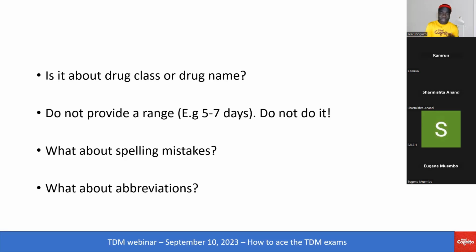And what about spelling mistakes? If I can tell what you are trying to communicate, even though you spelt the name of the drug wrong, you will still be given your mark. And then someone may ask, what about abbreviations? We don't encourage that you use abbreviations. However, if for any reason you're going to use an abbreviation, make sure that it is an abbreviation any Canadian medical doctor will understand. For example, in Canada, everybody knows about CBC. CBC is complete blood count. Everybody knows that.